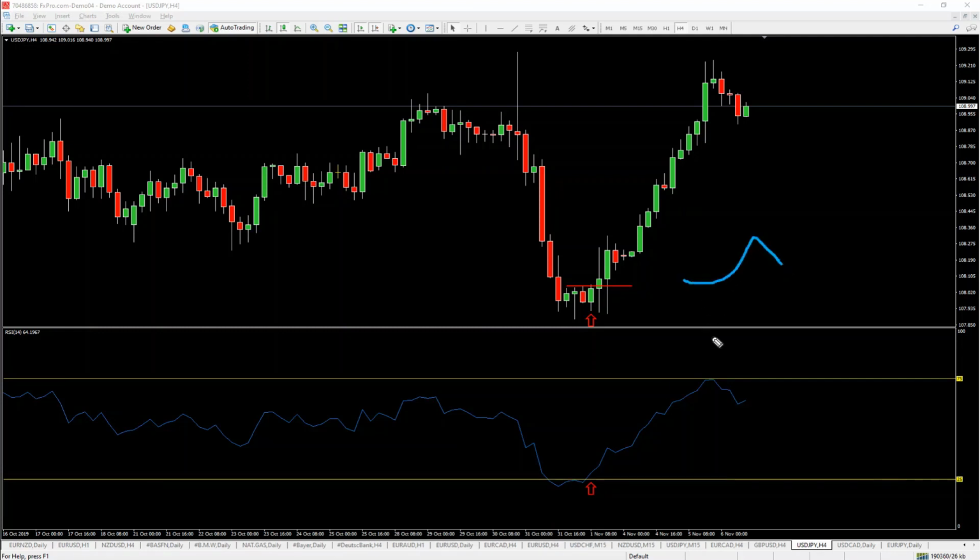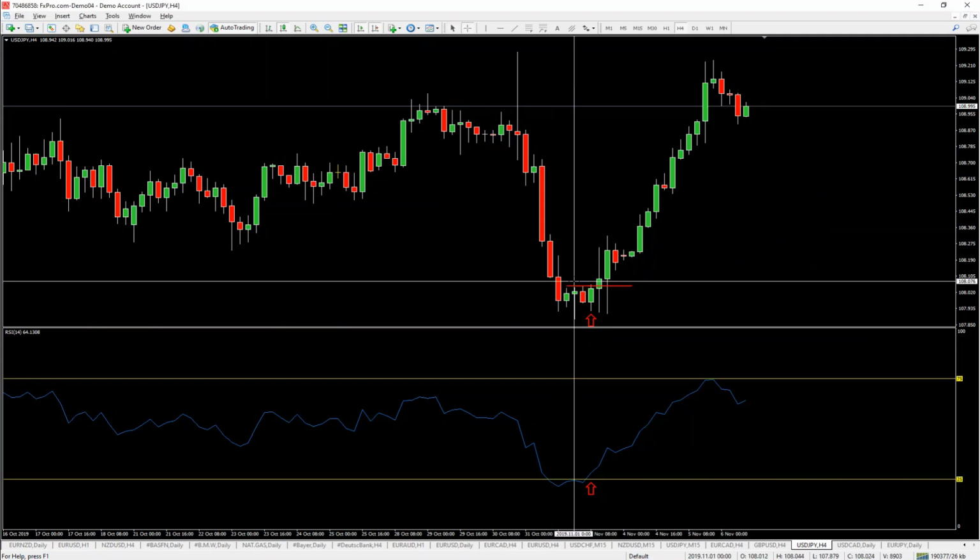It's giving a pullback. Now the thing is whether we're going to break below the previous low and continue with the momentum, or we're going to break above the newly formed high, which in our case is right here. And this is how we can identify the false break.